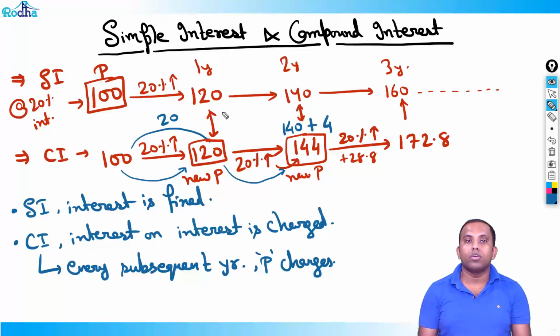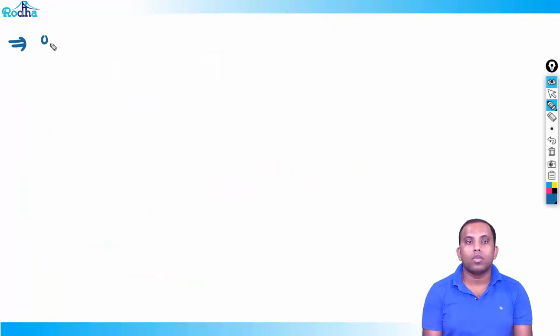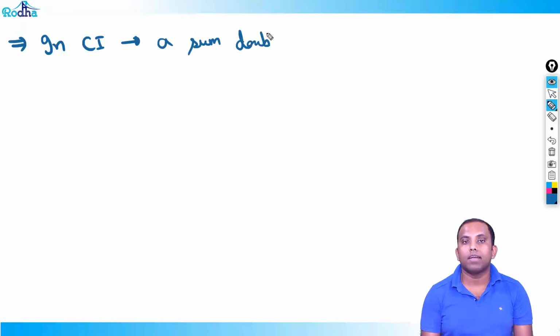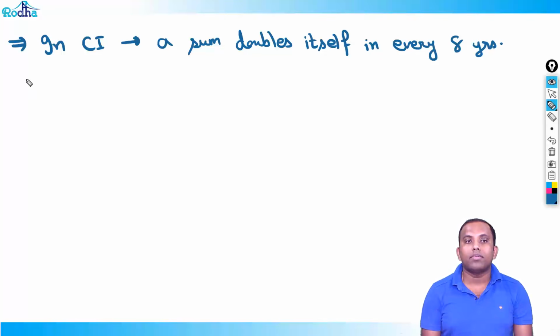Now see here. In CI, suppose a sum doubles itself every 8 years. What will happen? Let's start with 100. So 100 rupees will double. It will become 200 in the next 8 years.